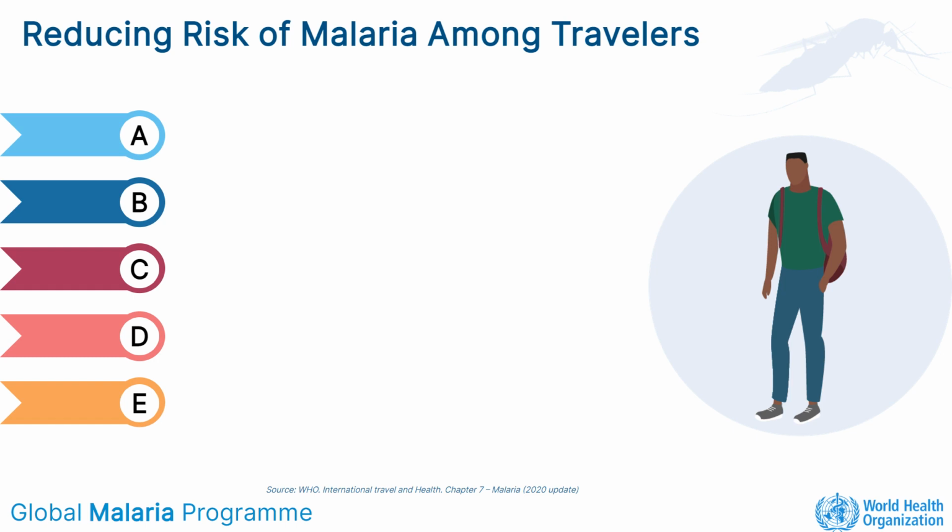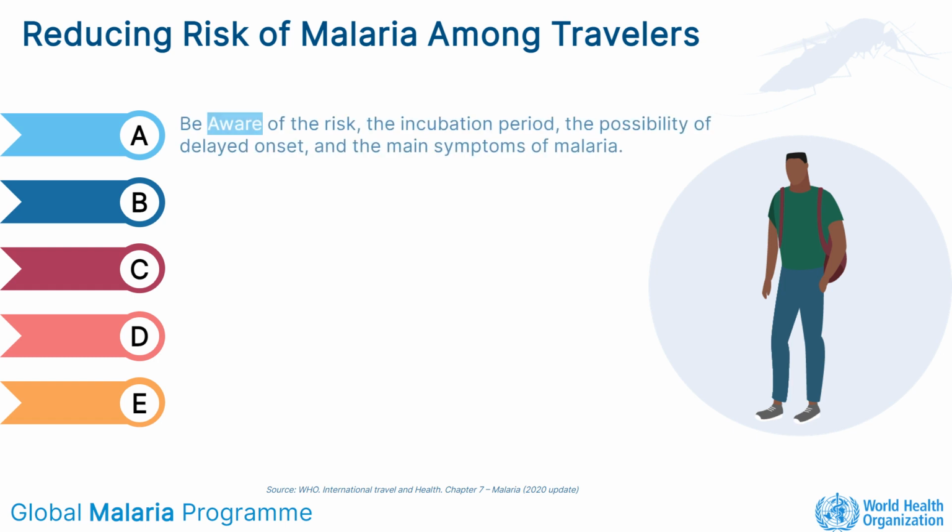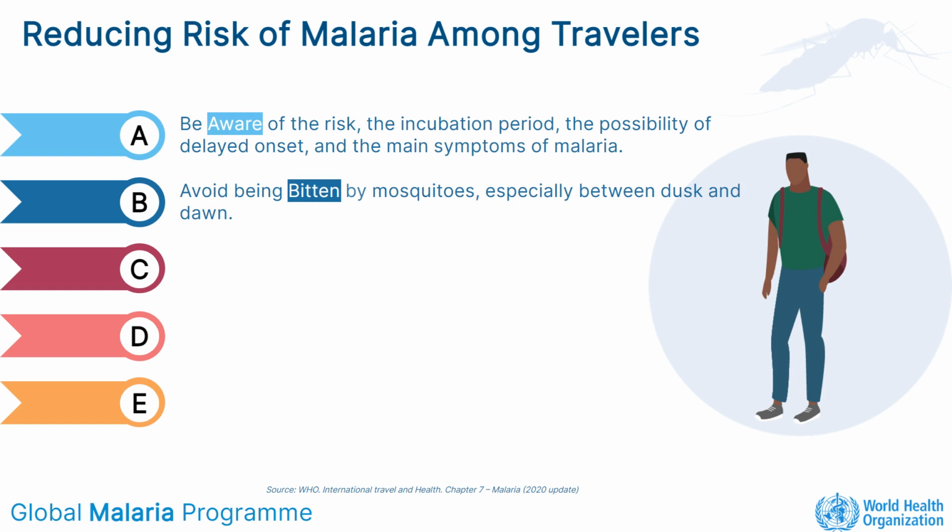Many countries establish travel clinics that residents can attend to get information on the disease risks associated with their travel to different countries. WHO recommends that travelers and their advisors note the 5 principles, the ABCDEs of malaria protection. A, be aware of the risk, the incubation period, the possibility of delayed onset, and the main symptoms of malaria. B, avoid being bitten by mosquitoes, especially between dusk and dawn.